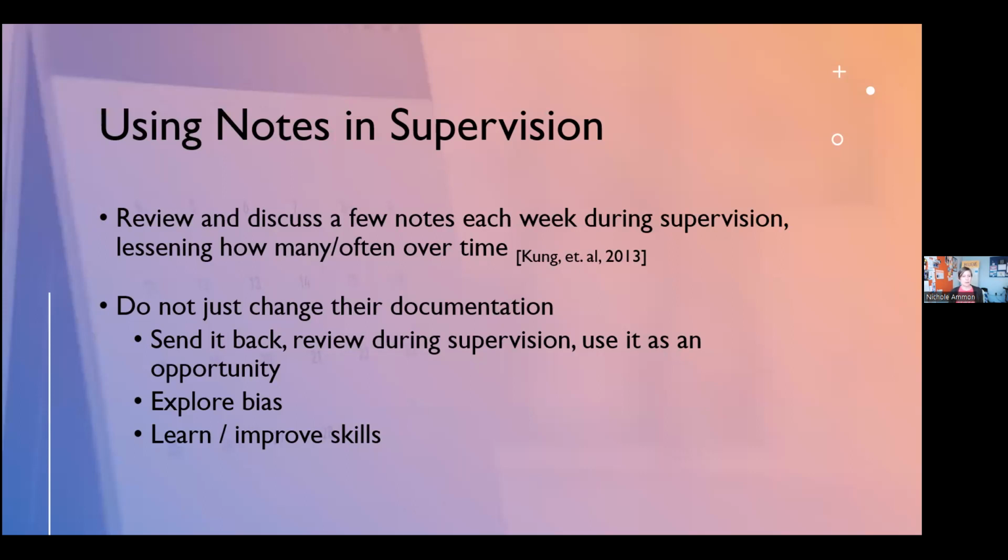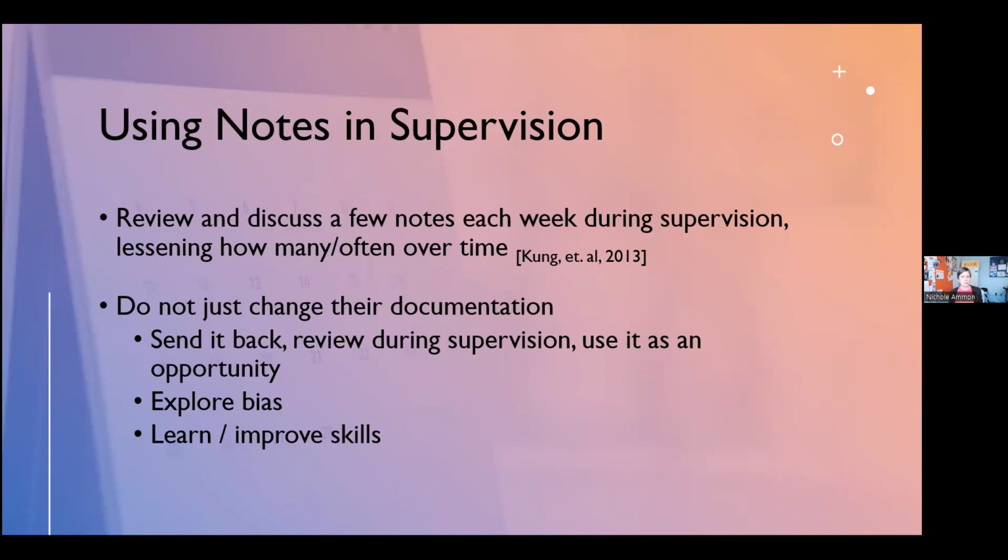If you do find problems, don't just change it. I think, for ease of time and just everybody's sanity, that seems like the easier thing. We'll all just correct the notes so that it's not a problem, but that doesn't allow for that educational piece. So send it back to them, review during supervision, use this as an opportunity.